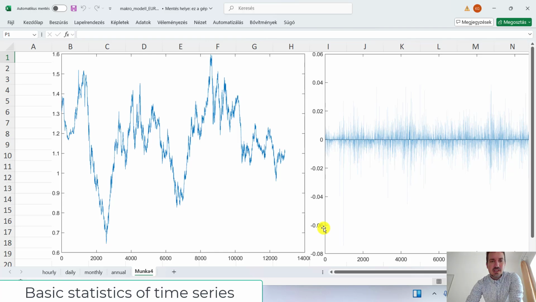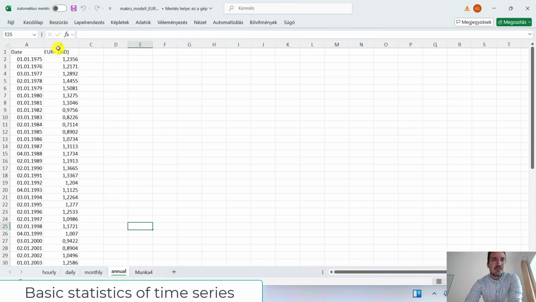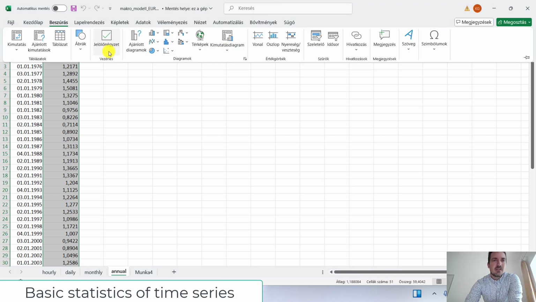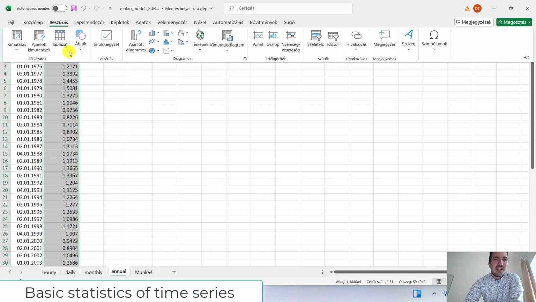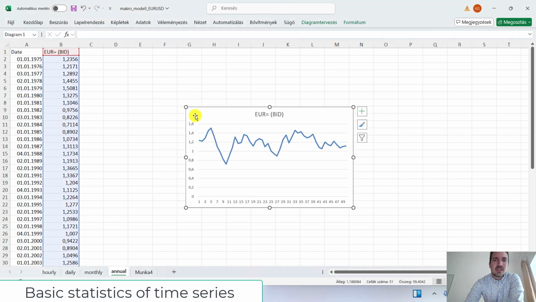So if we are just checking an annual data set for the euro US dollar exchange rate, which starts in 1975, which is really strange, but according to Reuters we have this data. Before the euro it was the European currency unit, and before that, I don't know what it was, but they were able to calculate it at the end of the day. So, okay, let's say that we would like to see this one.